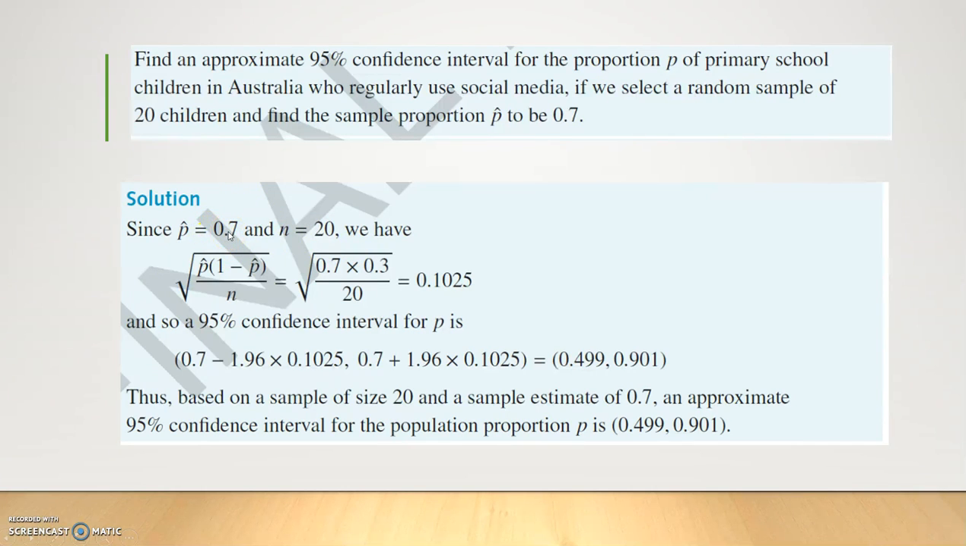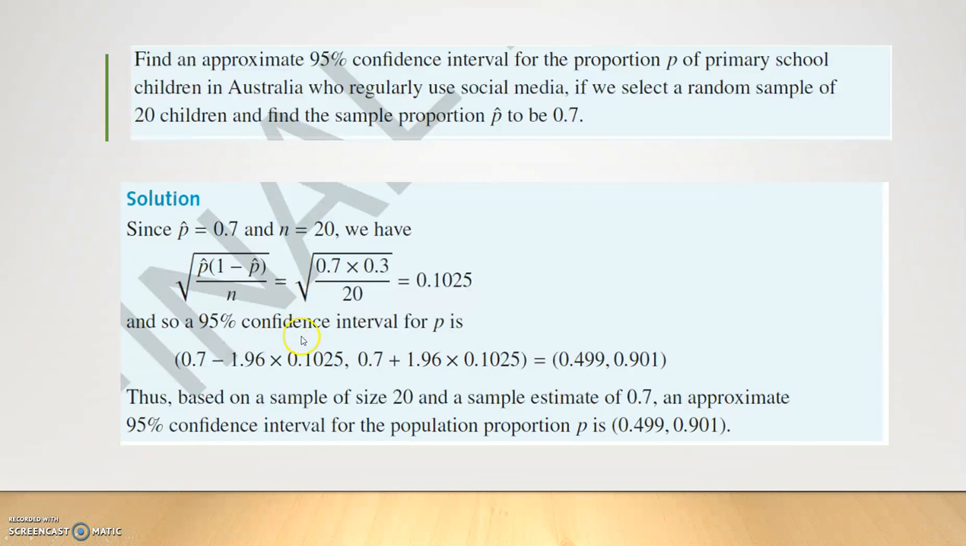We first of all need to find the standard deviation. So we need to say p hat times 1 minus p hat over n, the sample size, and take the square root. In this case, it's 0.7 times 0.3 divided by 20, and when we take the square root of this value, we get 0.1025.